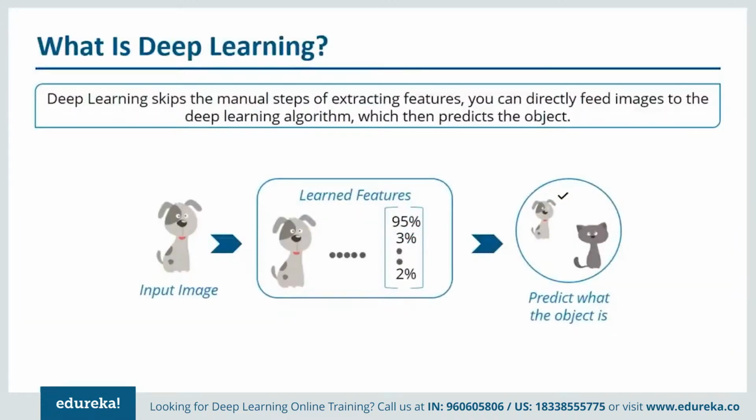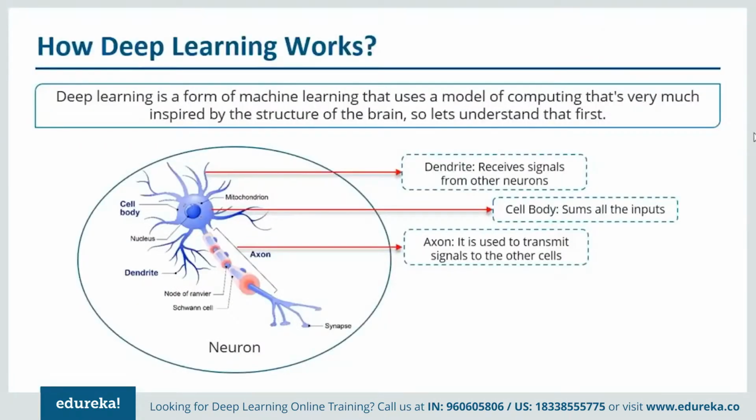Fine guys, so we'll move forward and we'll understand how exactly deep learning works. So the motivation behind deep learning is nothing but the human brain. As we have seen in the previous analogy as well, what we are trying to do is mimic the human brain. We are trying to mimic the way we think, the way we take decisions, the way we solve problems.